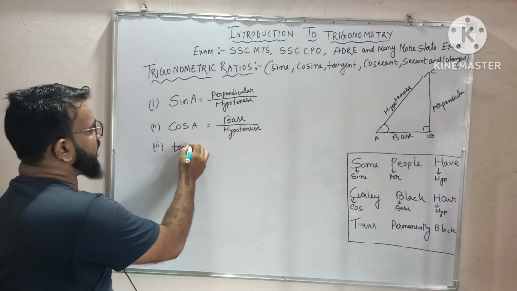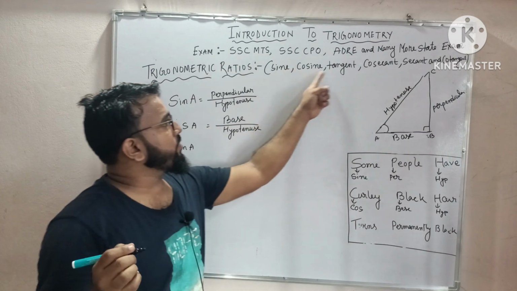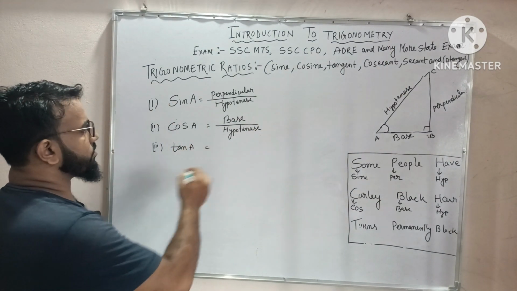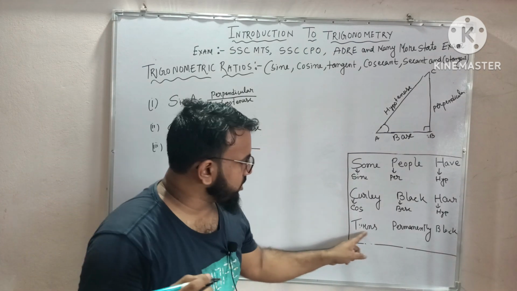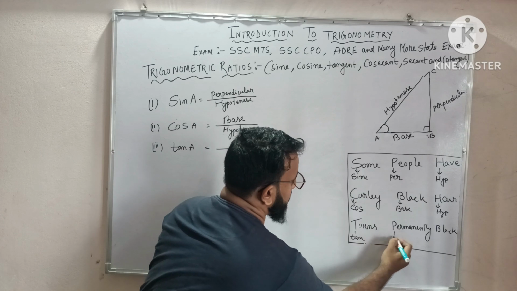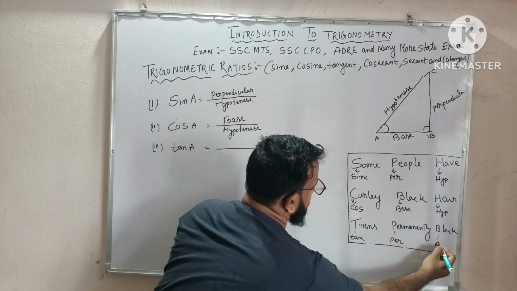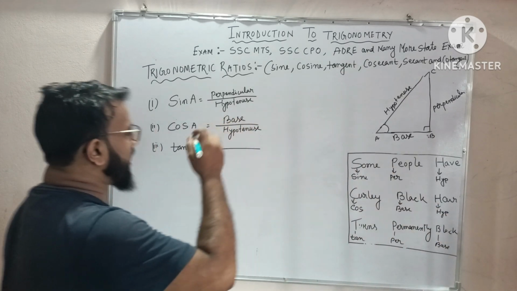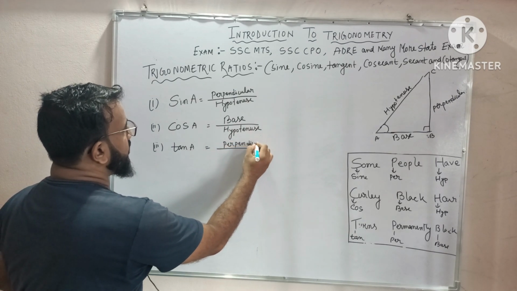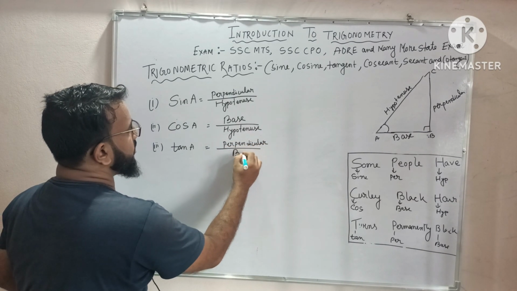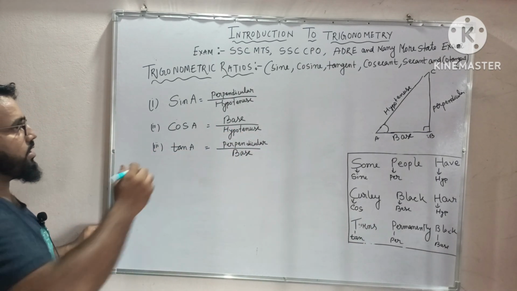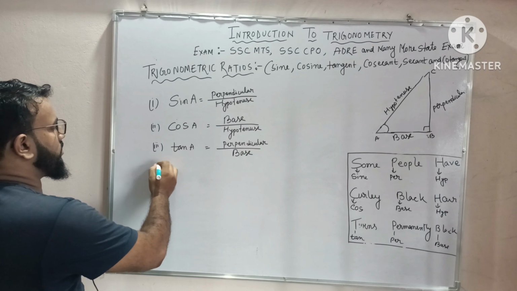Now number 3 is what? Tan. I have told you, मैंने क्या बोला था, ये तीनों याद हो जाएगा तो बाकी तीनों याद हो जाएगा. Tan is what? Turns permanently black. T for tan, P for perpendicular, and B for base. So tan will be perpendicular by base. Now the other three remaining three you can find out.